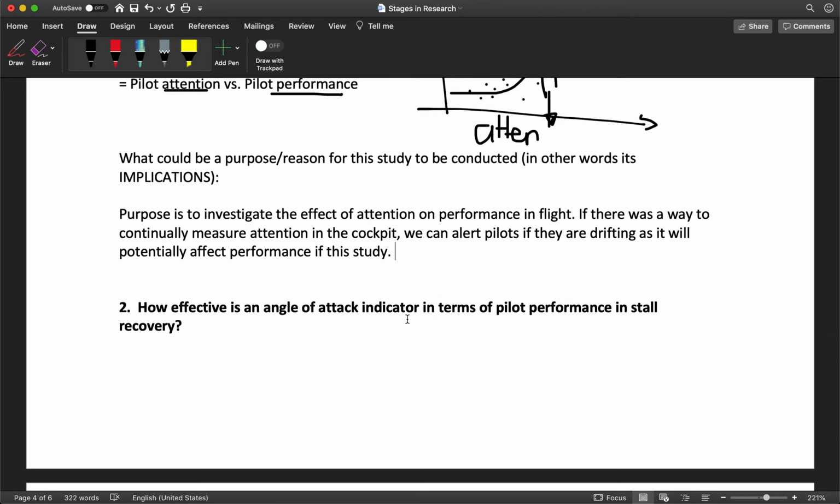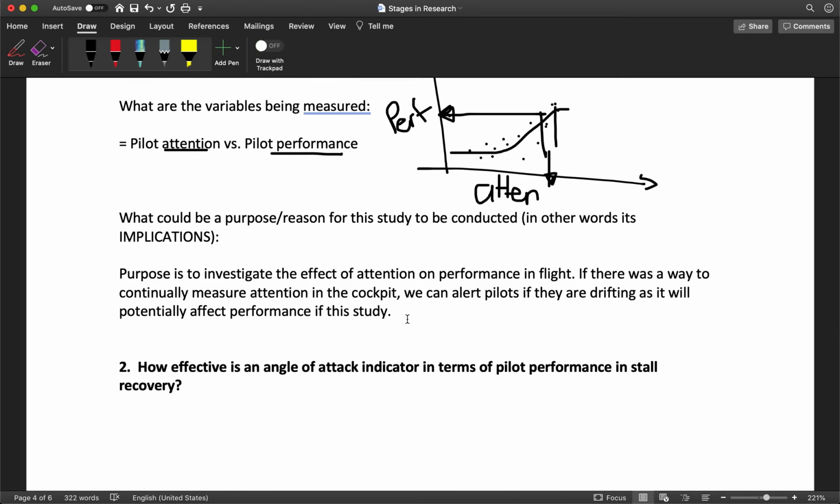So the purpose is to investigate the effect of attention on performance in flight. What's the implication, right? The implication is if we find that attention plays a strong role in terms of performance or has a very high correlation to performance, we want to find ways to continually monitor attention in the cockpit. And if attention drops below a level that's unacceptable with respect to performance, then we'd have an alert system to let the pilots know in the cockpit that that's occurring, to bring back their attention levels with respect to their task. That way they can perform the task appropriately.